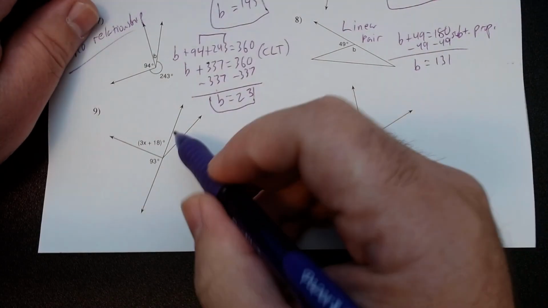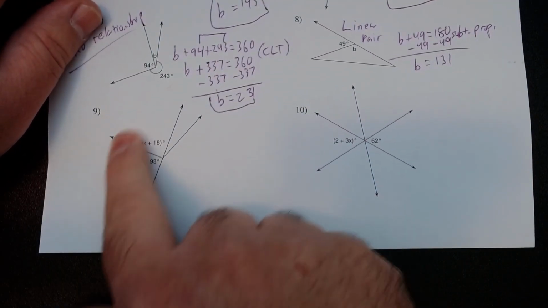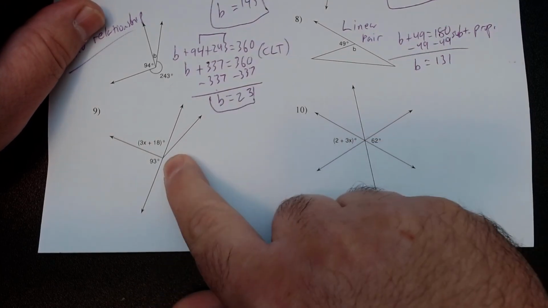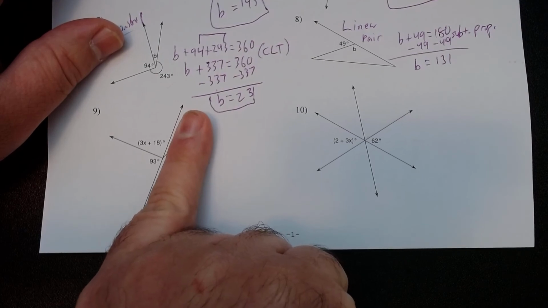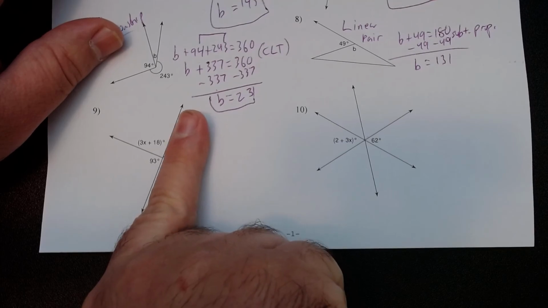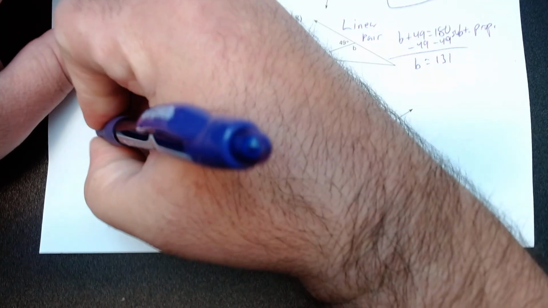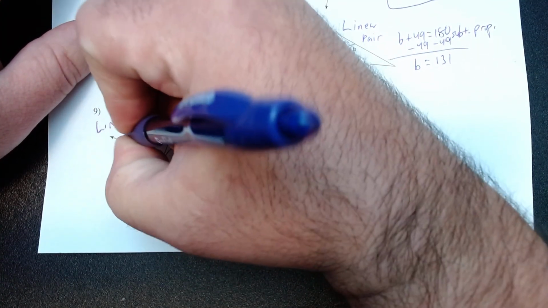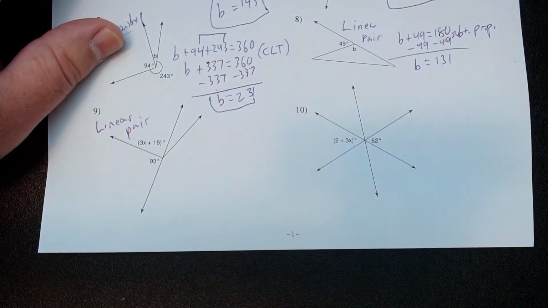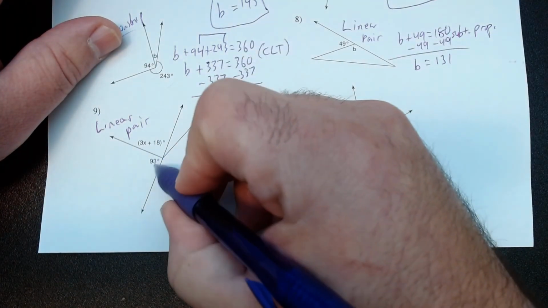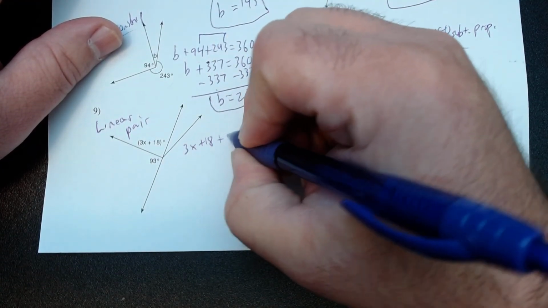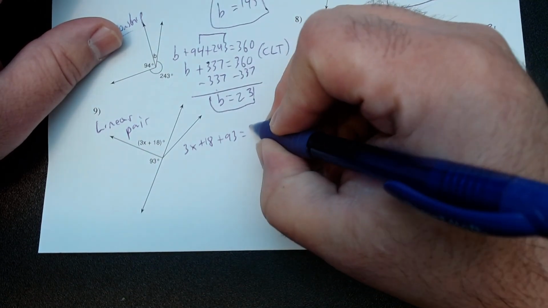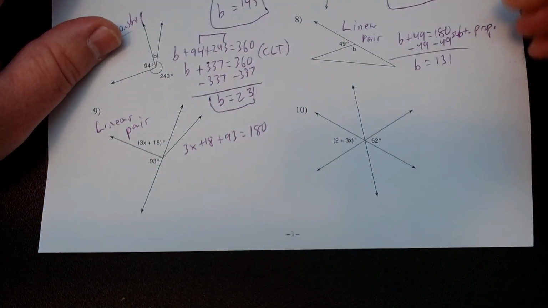Okay, number 9 over here. This little ray that's shooting out of that vertex is doing absolutely nothing for us. If we didn't have that, it wouldn't change the problem. So all you got to do is realize that those two are linear pair. You know what the relationship is. And the linear pairs add up to 180. So the 3x plus 18 and the 93 equal 180 degrees.